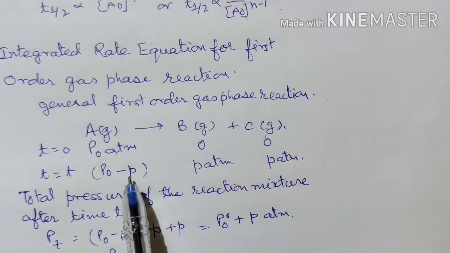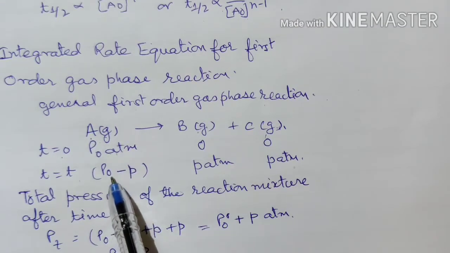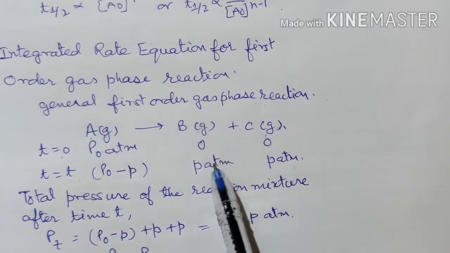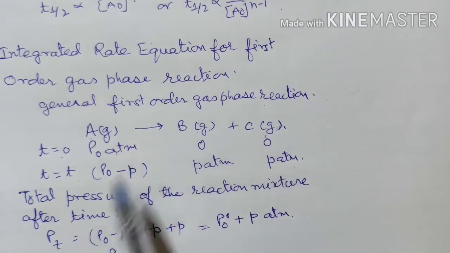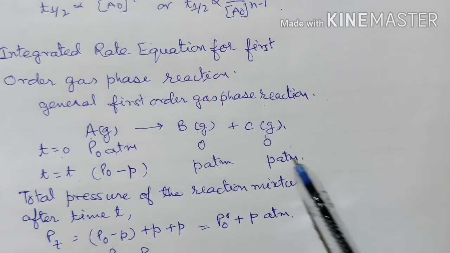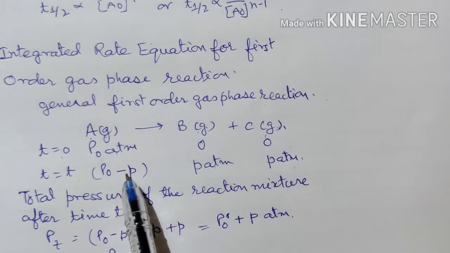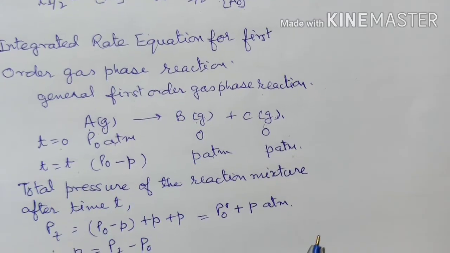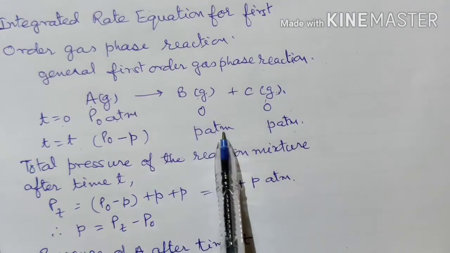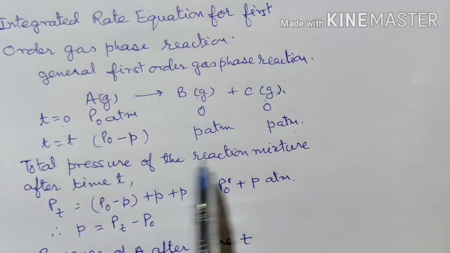Now P0 minus p is the pressure of A after time t, and p is the pressure of B and of C. Suppose p is converted into B and C, the pressure of B is p and the pressure of C is also small p, then the pressure of A is P0 minus p. So now we can find the total pressure. According to Dalton's law of partial pressure, we can find the total pressure.